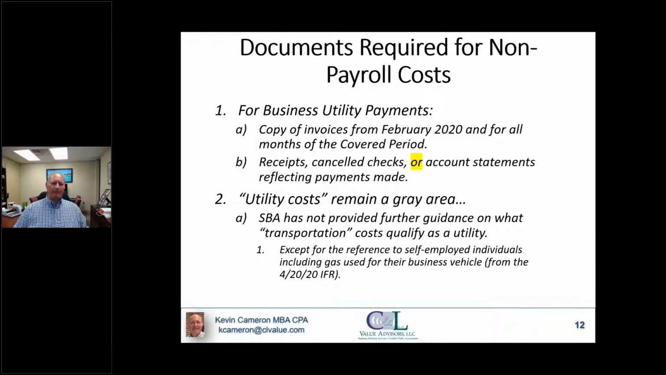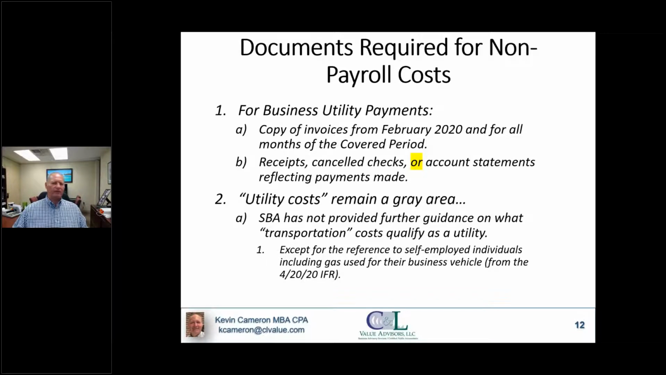For utility payments, first thing I want to point out here is actually number 2 on the slide, and that is that we're still kind of in a gray area with respect to utility payments, because for whatever reason, the original guidance told us that transportation was included in our utility costs, but we've never gotten any guidance from the SBA on what that meant. They did tell self-employed people back on April 20th that gasoline for your company vehicle can be included as a utility cost. So for 3 months now, we've been telling people you can include the fuel cost for company vehicles under the utility payments category.